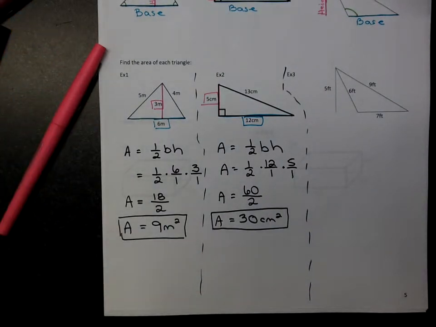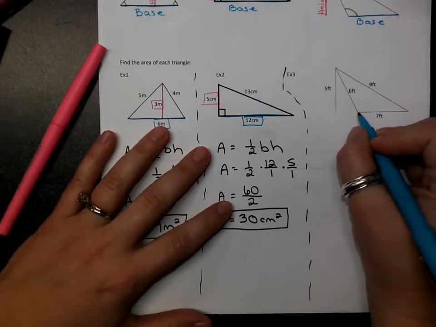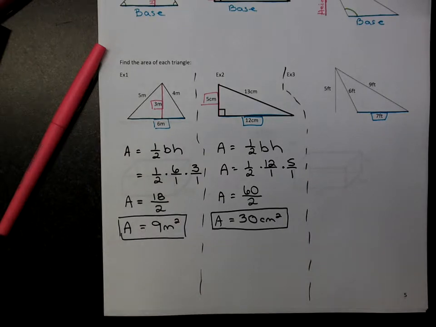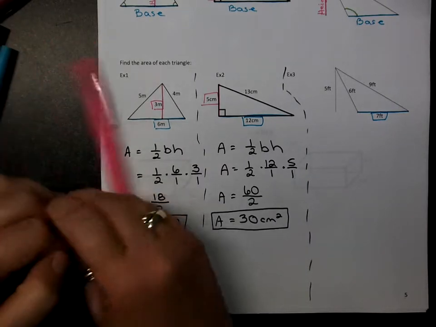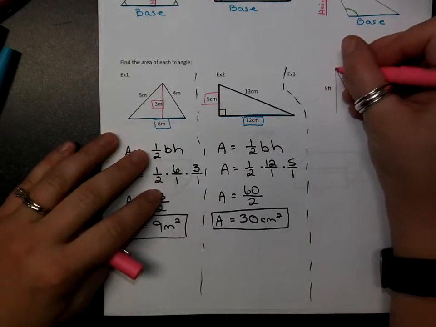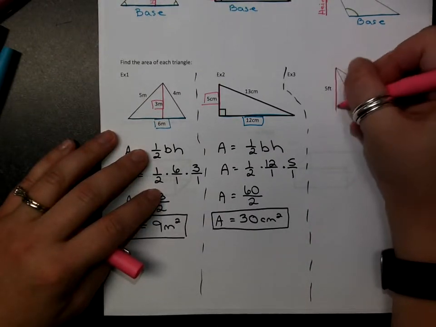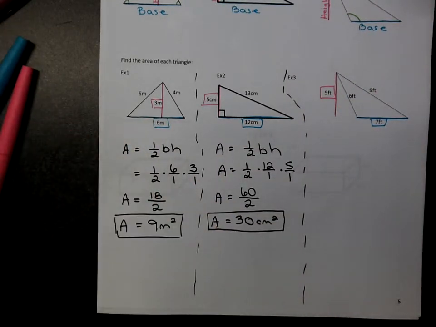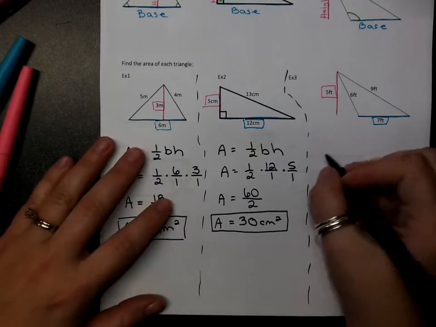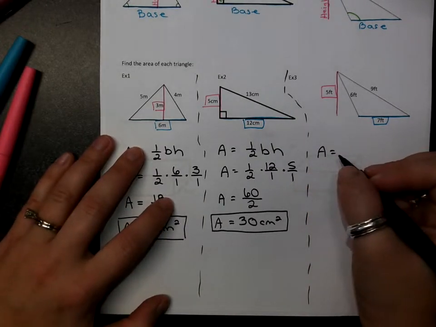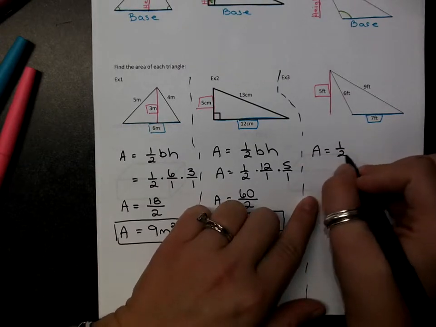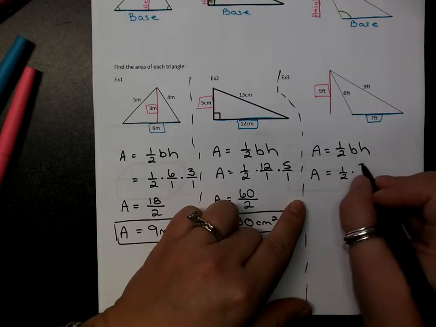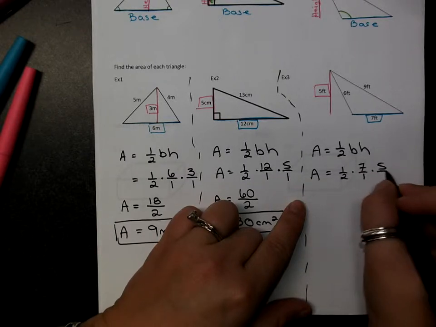Use consistent colors, so the same color every time for the base, which is here, which is 7. Remember, on this triangle, the height is outside of the triangle, from the highest point straight down, which is 5. And again, area equals 1/2 base times height. So area equals 1/2 times 7 over 1 times 5 over 1.